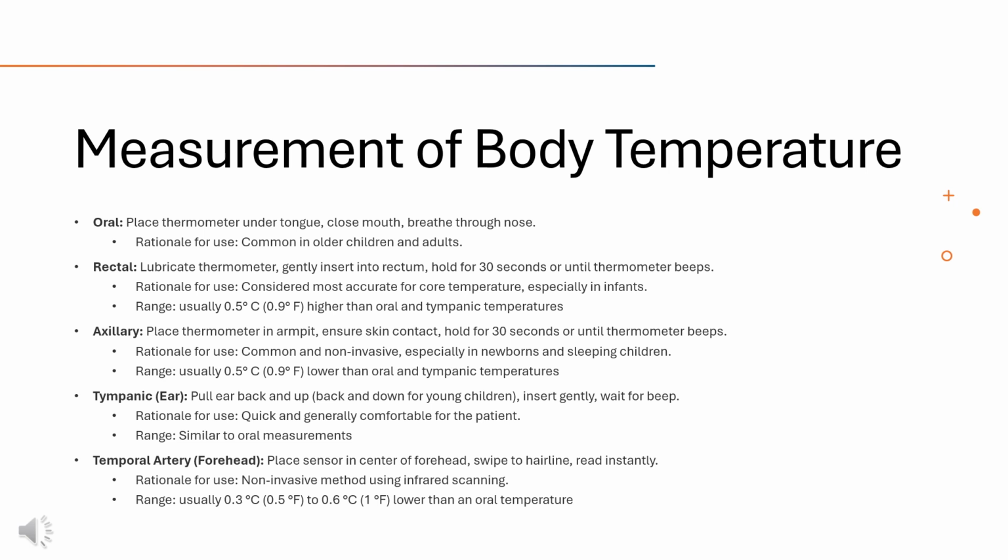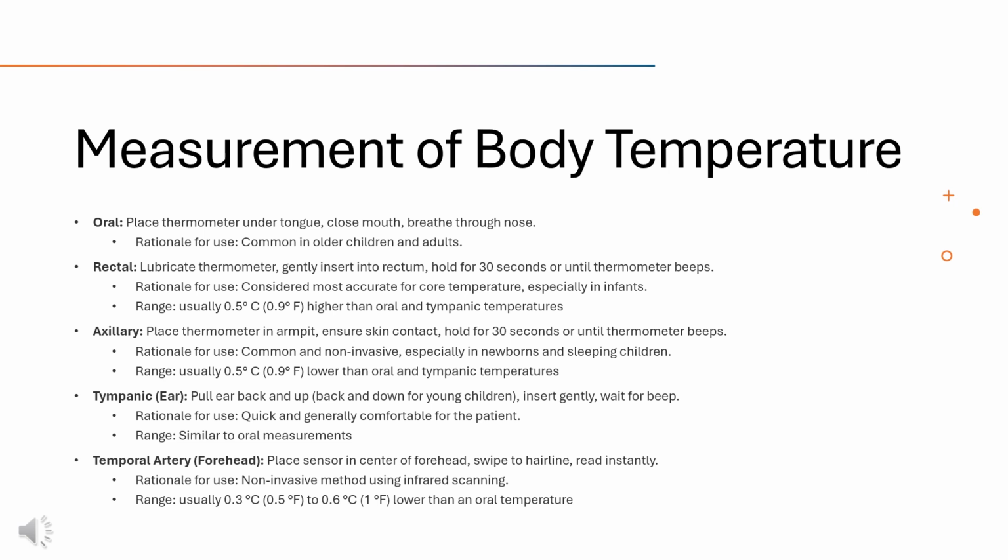We also have what are called temporal artery or forehead scanners. These are non-invasive methods using infrared scanning to measure the temperature of the blood within the temporal artery. We're going to start with the sensor on the forehead, press a button, and slowly swipe it to the side of the head to the hairline before quickly lifting it off and placing it behind the ear. The reading is instant at that point.